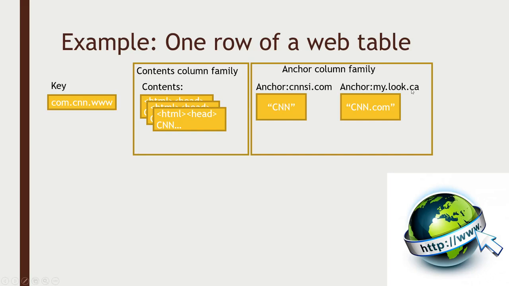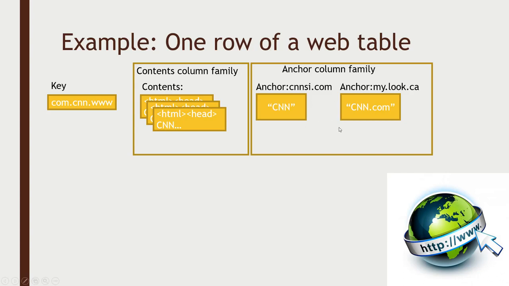And as another example, let's say a website called my.look.ca also linked back to CNN, but they actually linked the word CNN.com. There's an example of where we're storing anchor, the column family name, the actual website, and then the actual anchor text there. So you can see here that they have a column family that's just called anchor, but this column family can contain a huge number of columns, right? I mean, basically every website on the internet is a potential column under this column family.